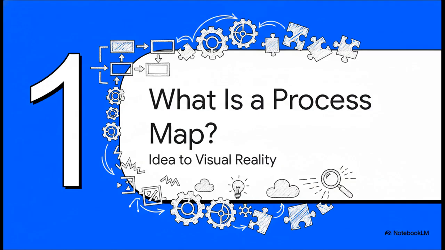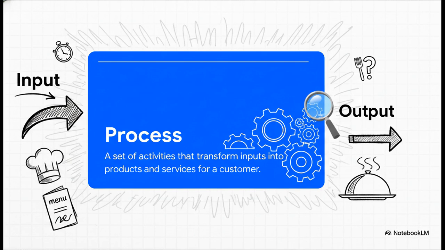All right, Section 1. What is a process map? Let's go from this abstract idea to something you can actually see. So, what exactly is one of these things? To really get a grip on it, we first need to talk about the word process itself. Okay, so a process. At its core, it's really just a series of actions that turn some kind of input into an output. Think about a hotel kitchen.